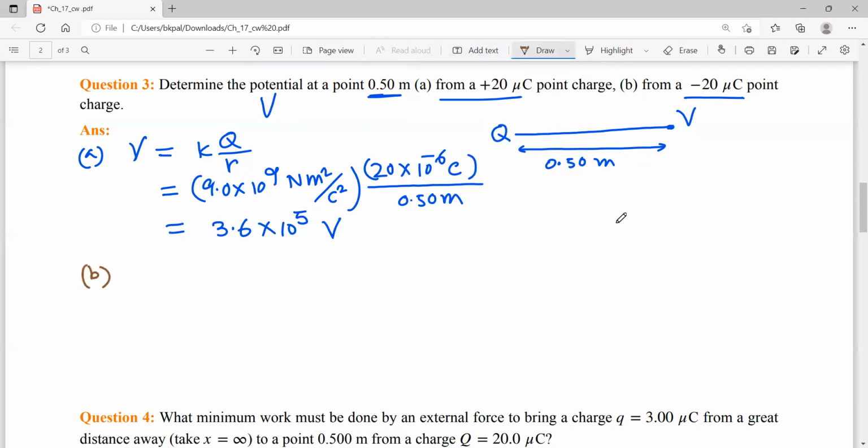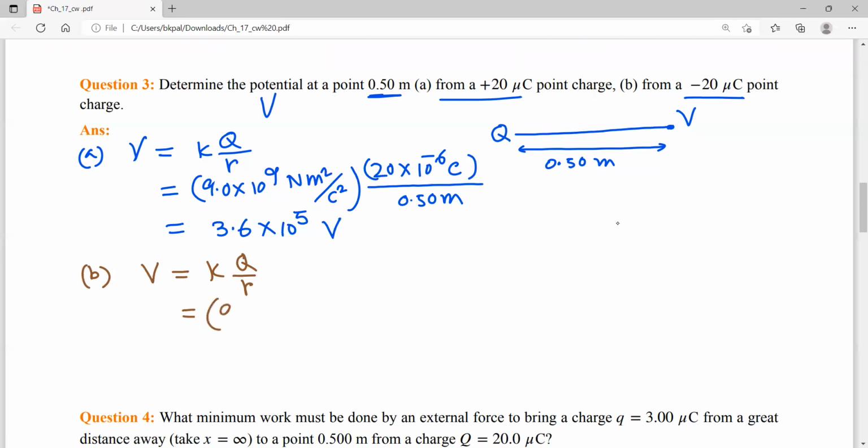Now number B is basically the same thing, KQ over R, but this time we have to be careful because now the charge is negative. Everything is very similar except this value, which should be negative 20 times 10 to the power minus 6 coulomb.